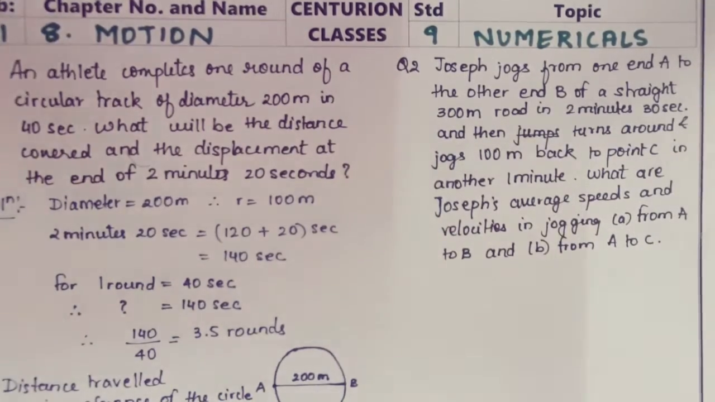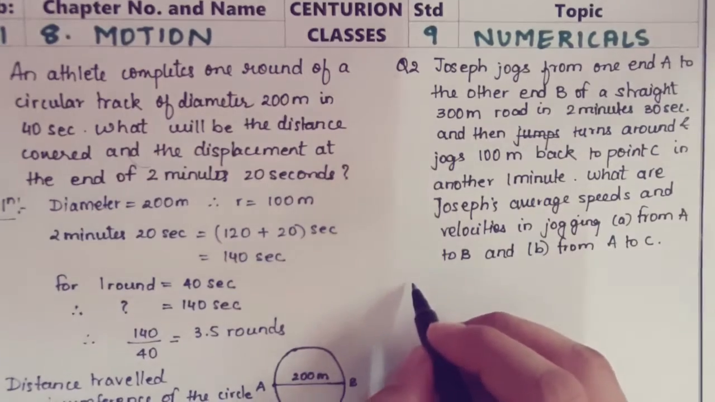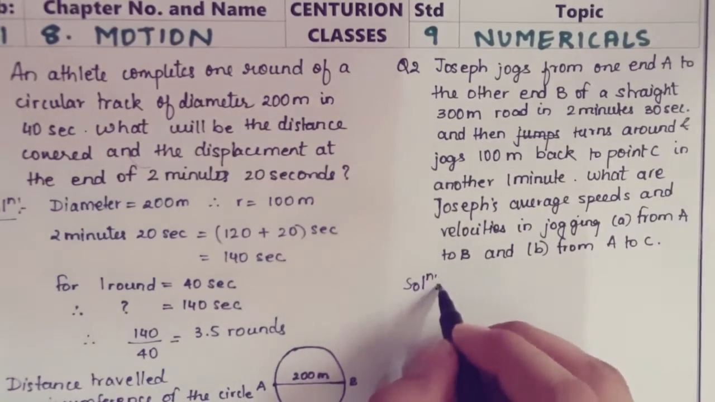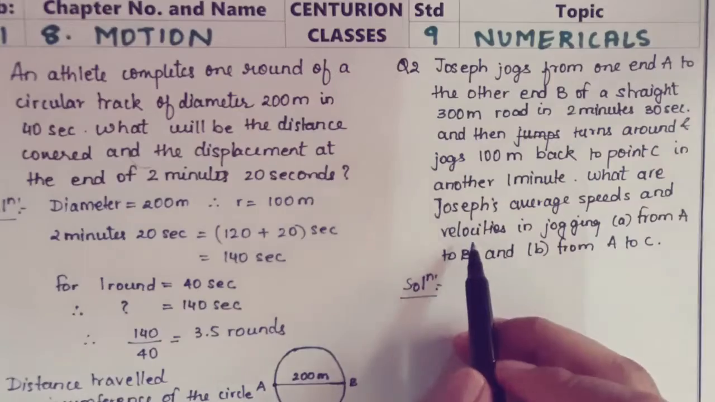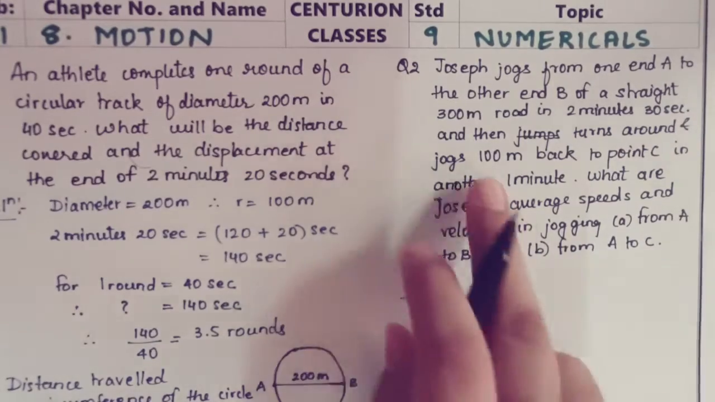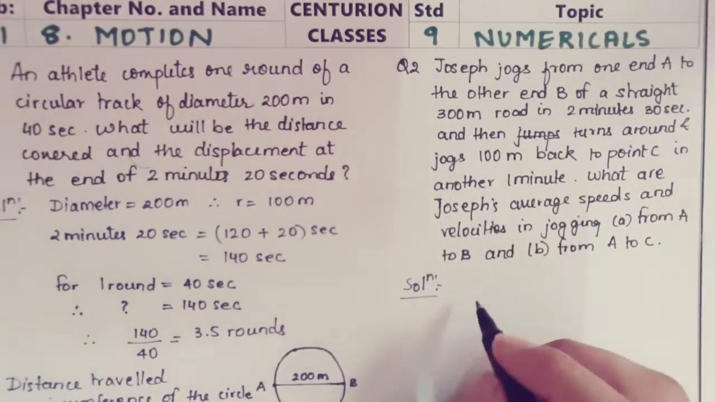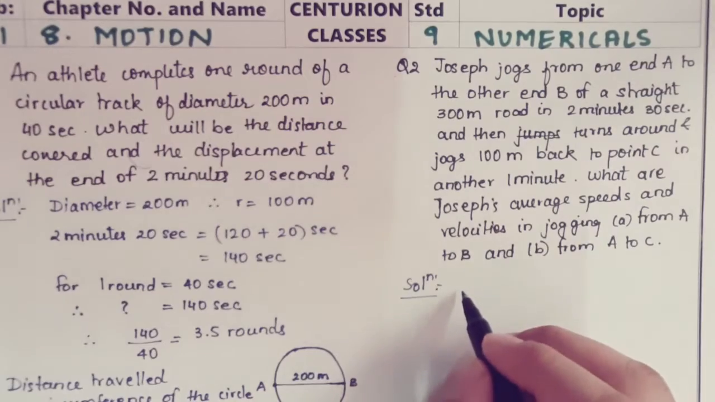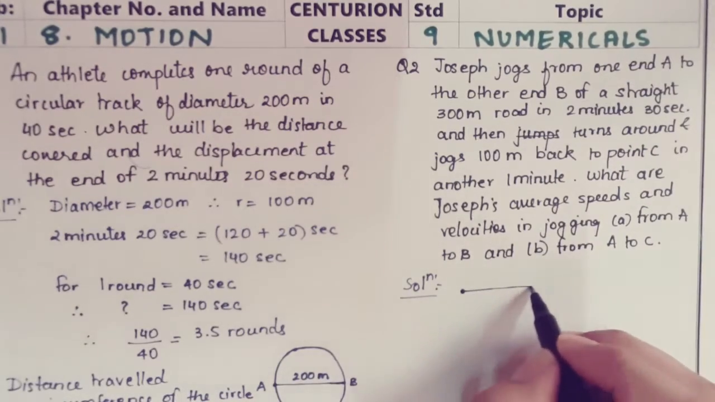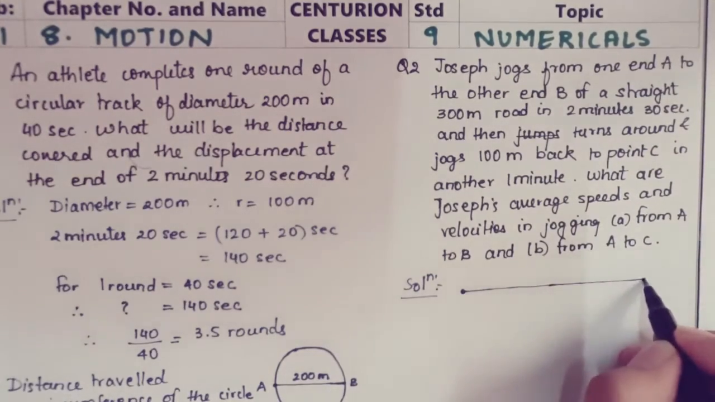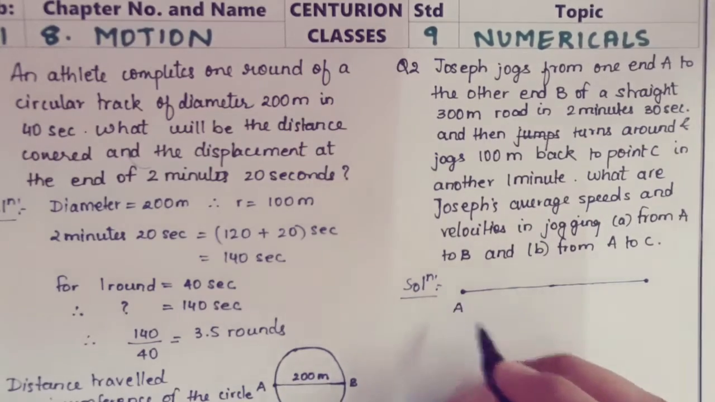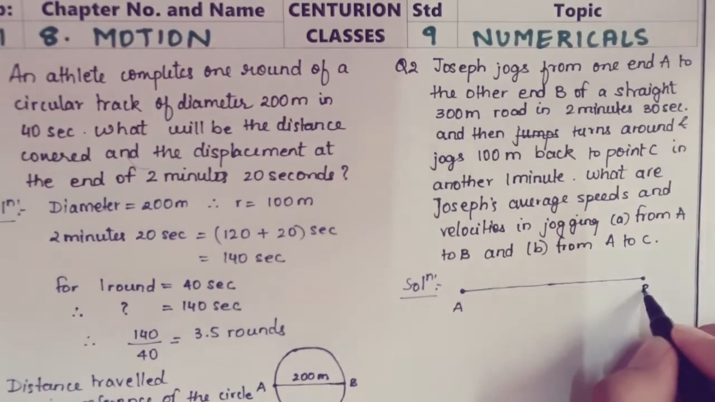Okay, so first of all, let us draw the figure. This is again a very simple sum. We need to calculate average speed and average velocity. But we need to understand the complexity given over here, so the best way is to draw. Let this be point A and let this be point B.